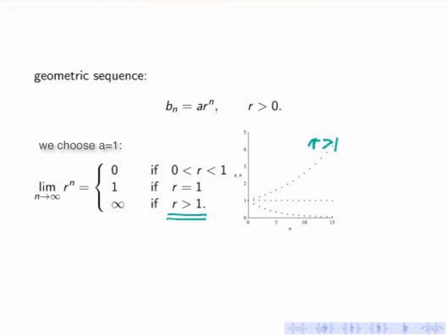If r is equal to 1, then r to the n is always equal to 1. So then this is the curve for r equal to 1. And if r is actually less than 1, this means on average we have less reproduction from day to day. So then we have 0 less than r less than 1, which is the decaying curve.